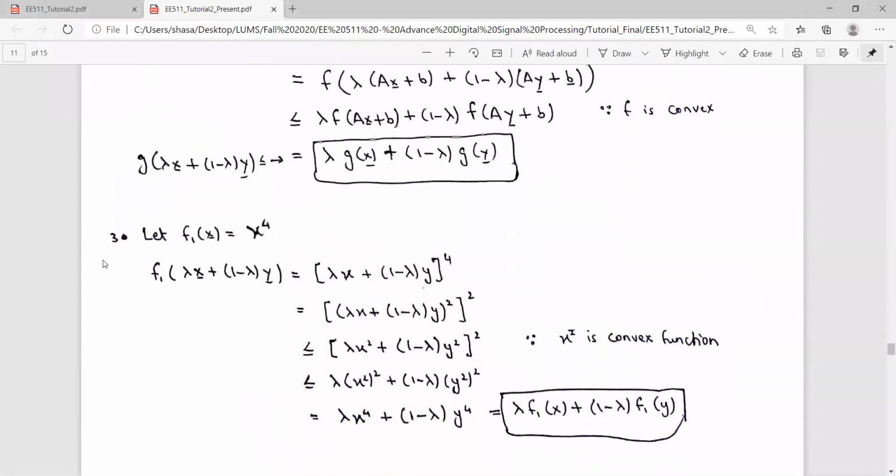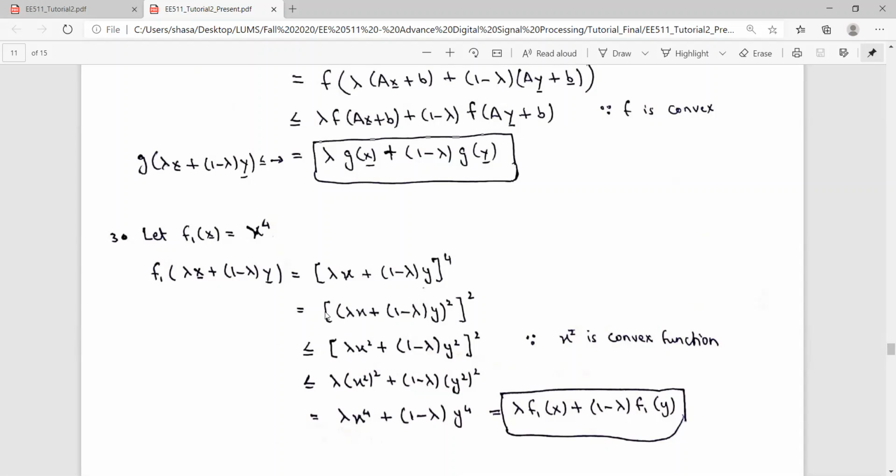For x power 4, once again we use Jensen's inequality, and we show that lambda x plus 1 minus lambda y, this function to the power 4, we break it into two squares. So this expression squared, and then we once again use the property that x square is convex. This is something we do not prove, because through the most fundamental visualizations we visualize the function x square, and it is a typical example of a convex function, so I do not prove that.